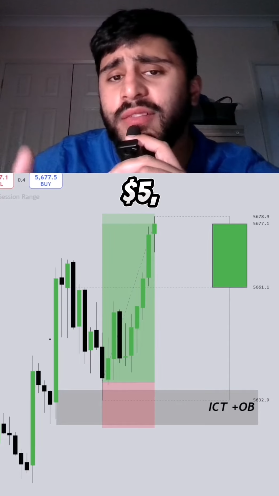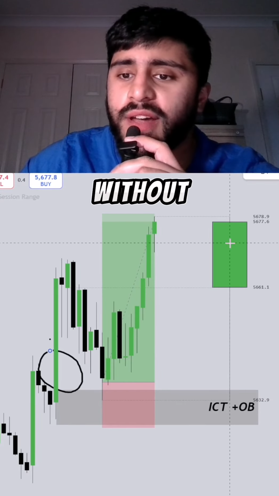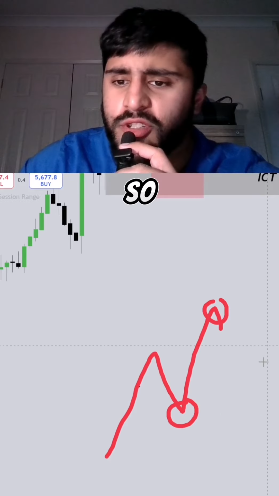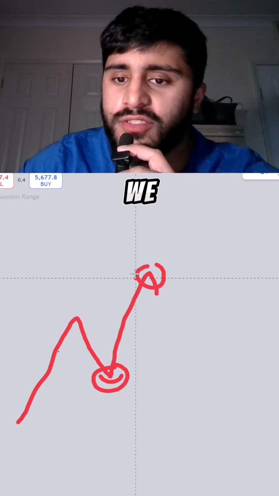I was able to make over $5,000 in a single week. And the reason why is because I know exactly which fair value gap to use without relying on an indicator like this. So if we just go to a schematic over here, what we're really looking for is the following things. We want to see a structural low and we want to see a structural high.